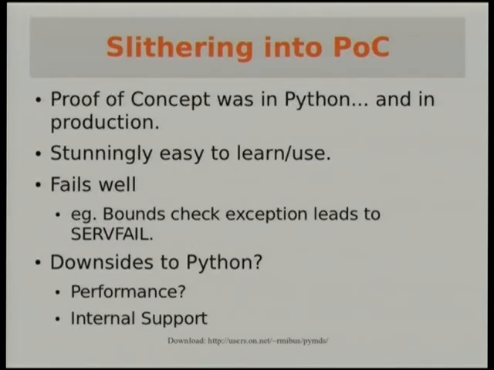So the proof of concept was in Python, and so why Python? Python because it's easy to use, easy to pick up, works really nicely, and it fails really well. The core of the Python DNS server that we took, which I'll go into more detail on later, on the outside part of it where it's handling almost everything, just has a try block. And at the end of it, if you've screwed anything up along the process, it returns a serve fail back.